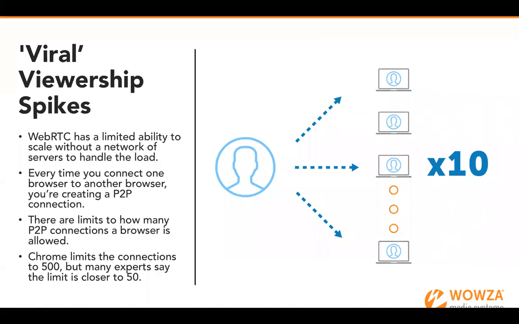Chrome limits the connections to 500, but many experts agree that that limit is actually closer to 50. If you expect 500 or more viewers and you don't use a server, you can expect to have some issues with your stream.